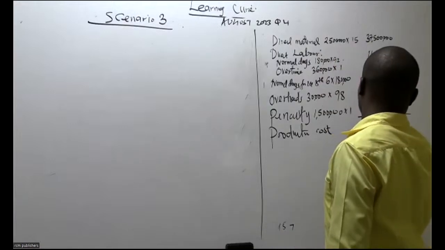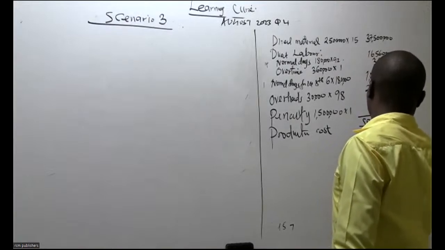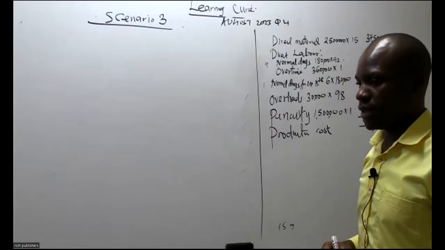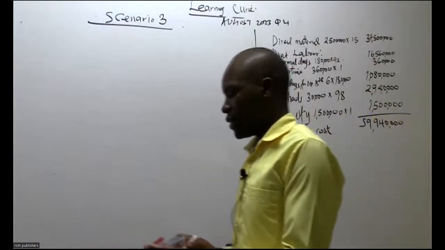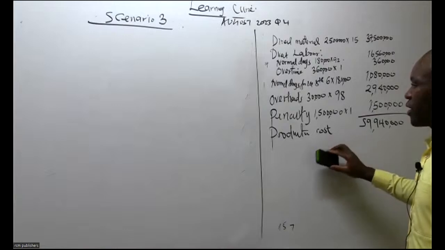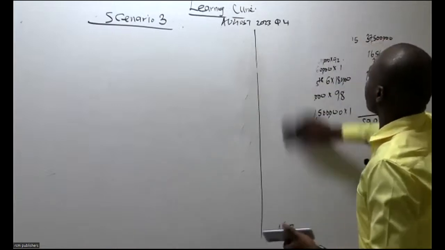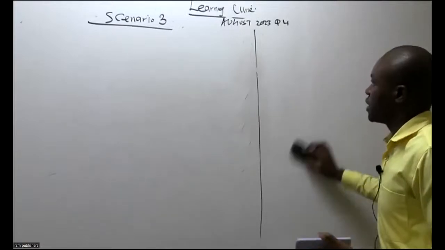59,940. 59,940,000. Okay, I can see 2 people are getting that, so I will just assume that everyone is getting this. Everyone should be getting that.